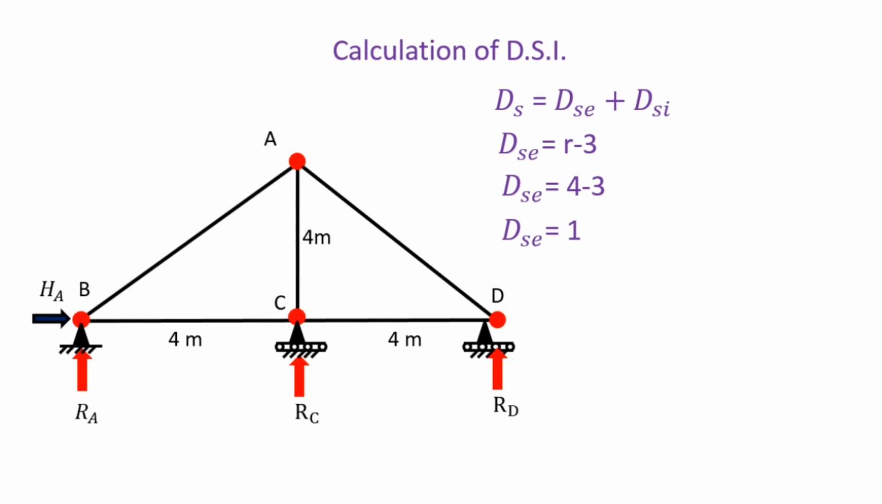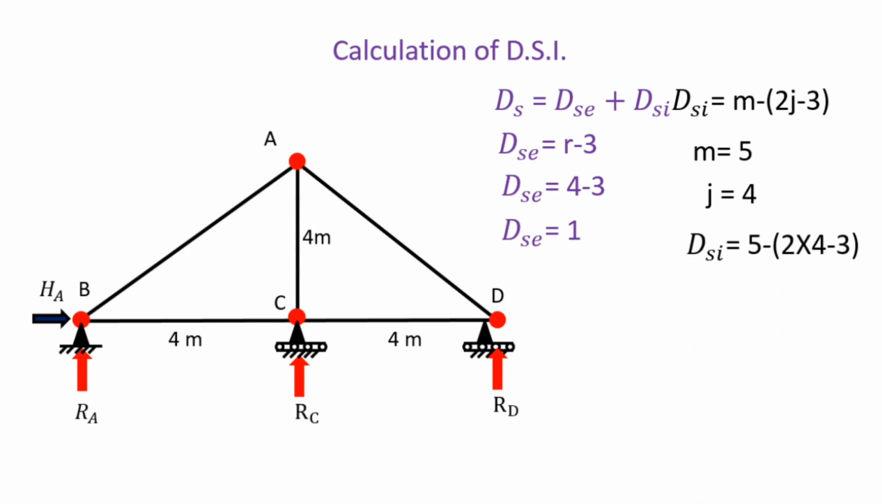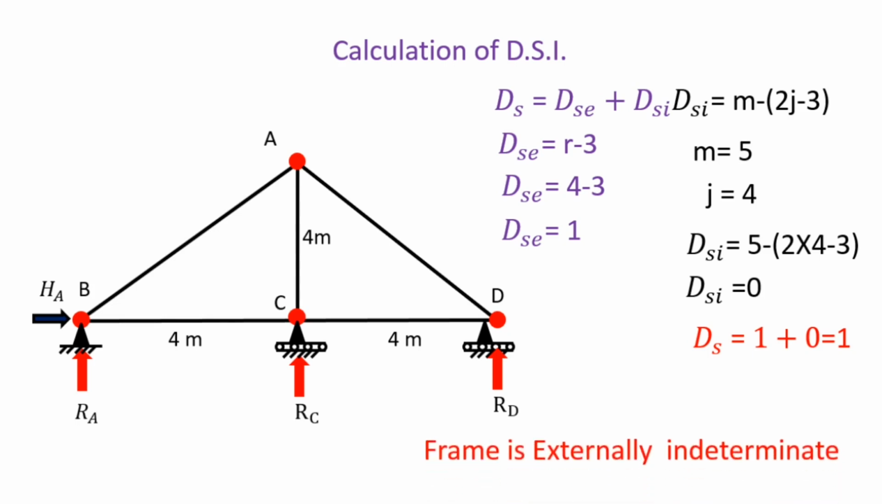Then next is the internal static indeterminacy, that is equal to M minus (2J minus 3). Here M is the number of members, that is equal to 5, and J is the number of joints, that is equal to 4. Now put these values into our formula: 5 minus (2 into 4 minus 3), that is equal to 0. So total static indeterminacy is equal to 1 plus 0, equal to 1. From this we can conclude that this frame is externally indeterminate to the 1st degree.